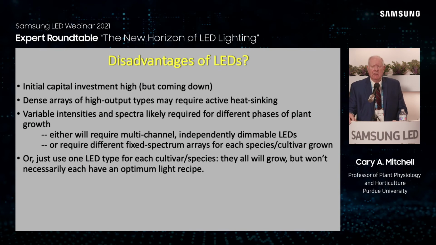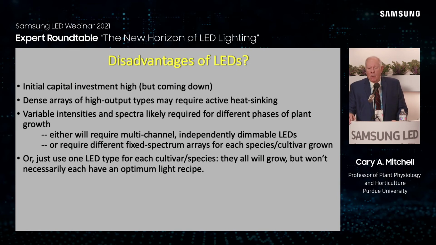Disadvantages, they're getting less and less. The initial capital investment is coming down consistently. Dense arrays may require active heat sinking, but you don't typically encounter that in the greenhouse environment. And I think with the flip chip design, that's already taken care of.